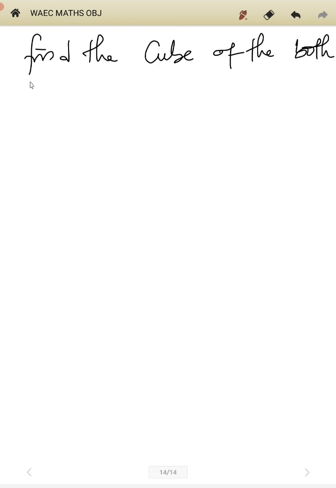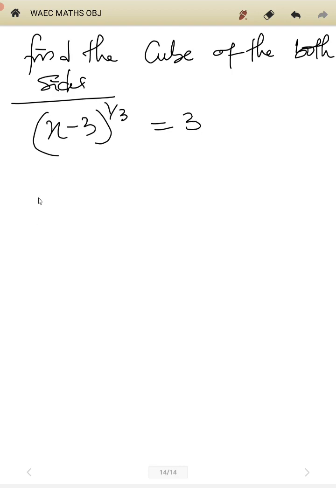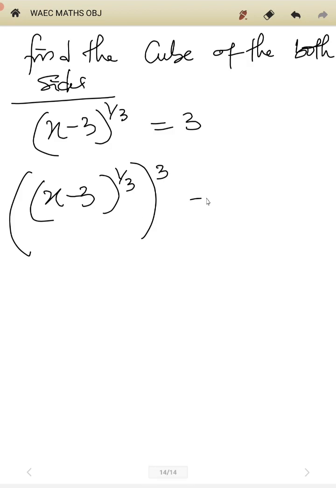Find the cube of both sides. Now, if you have to find the cube, the question says x minus 3, all to the power 1 over 3, is equal to 3. So to find the cube, it will be x minus 3 to the power 1 over 3, then you write again to the power 3. You do it to both sides. Anytime you are doing something like this, we use it to solve some questions in an advanced way, so you must apply it to both sides.